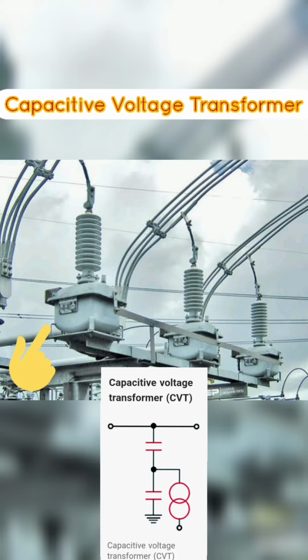However, CVTs are more expensive than traditional voltage transformers and can be sensitive to environmental factors such as temperature and humidity. It is, therefore, important to ensure that they are installed and operated correctly to ensure their long-term reliability and accuracy. Next we learn about capacitive voltage transformer symbols.